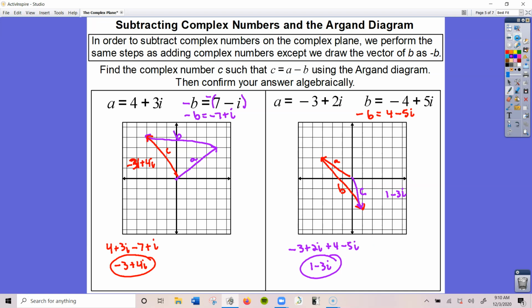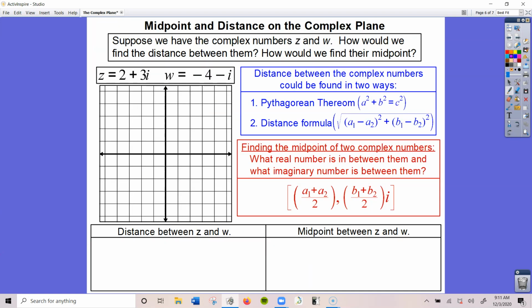Now we're going to look at midpoint and distance on the complex plane. When you're trying to find the midpoint and distance between two complex numbers, first I'm just going to go ahead and plot these two complex numbers so you can get a visual. So z is at 2 plus 3i, so this is z, and w is at -4 minus i.